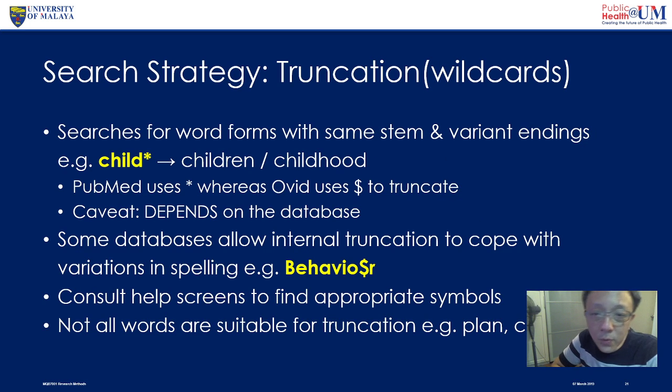Search for words from the same stem or variant endings, like children. So why do you use truncation? You use the asterisk to search for children and childhood together. PubMed uses the asterisk, Ovid uses the dollar sign to truncate. The caveat is that it depends on the database.